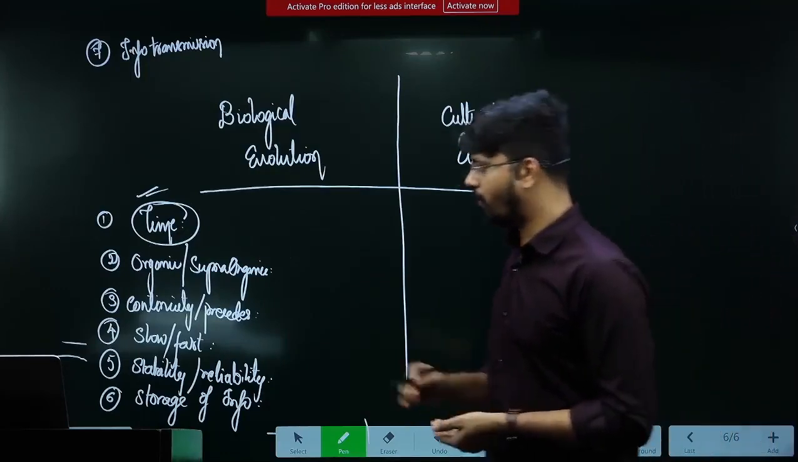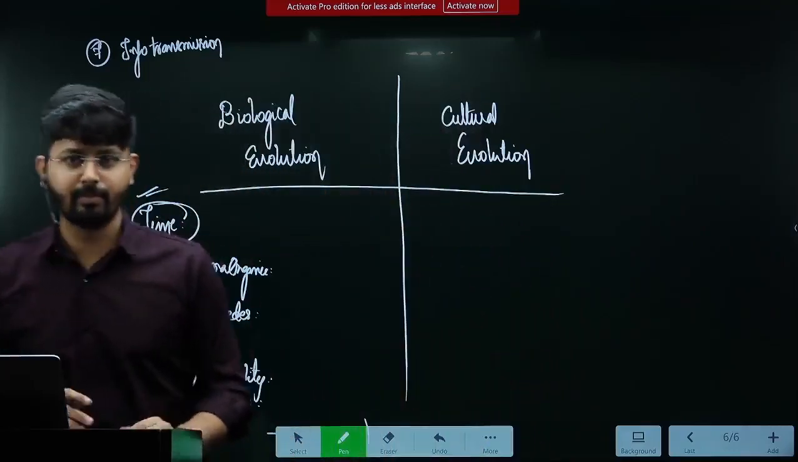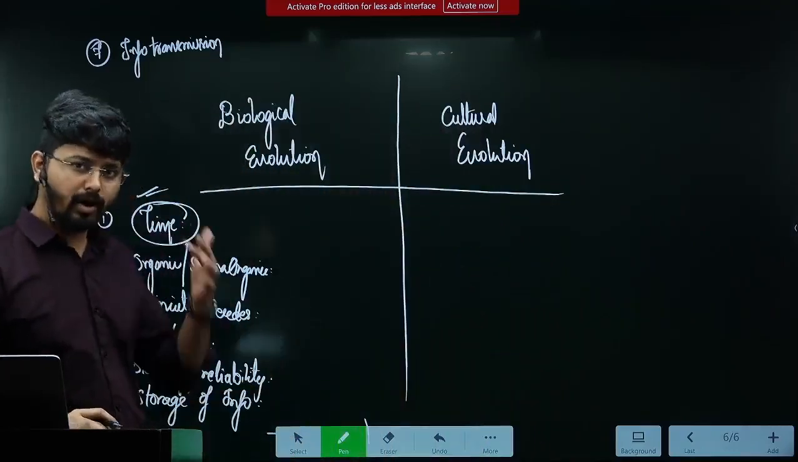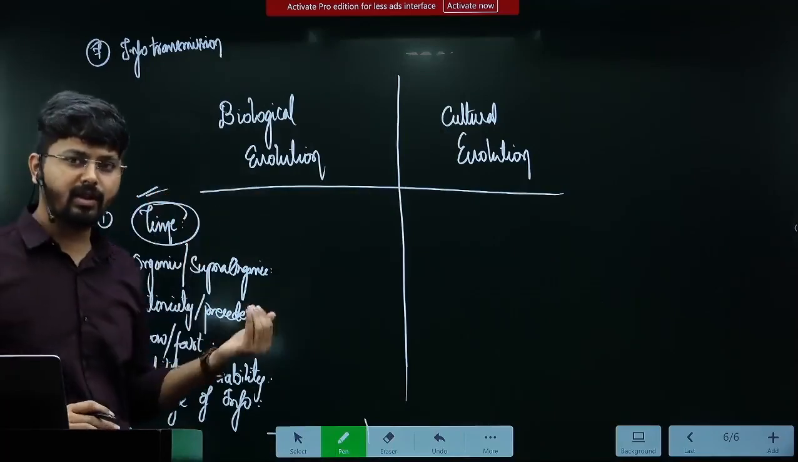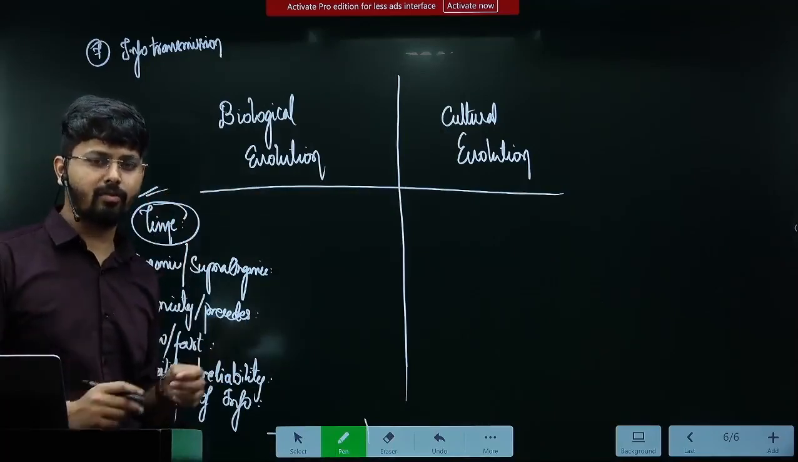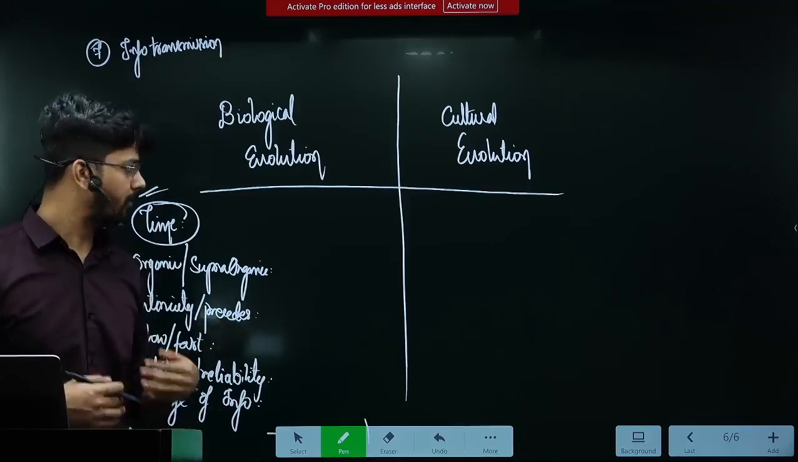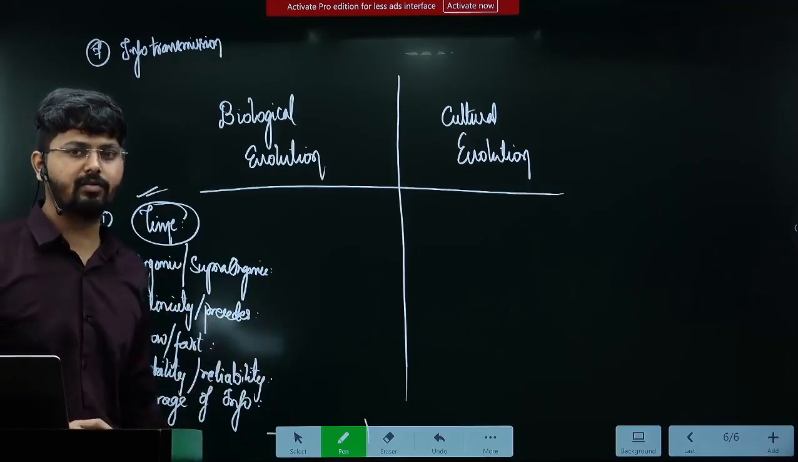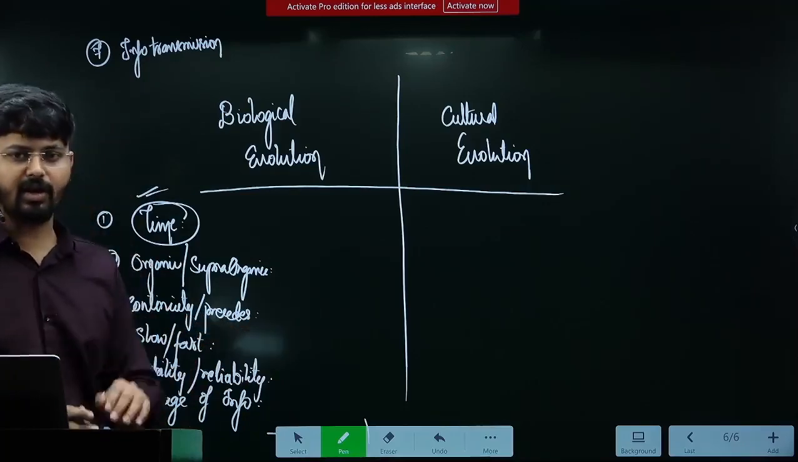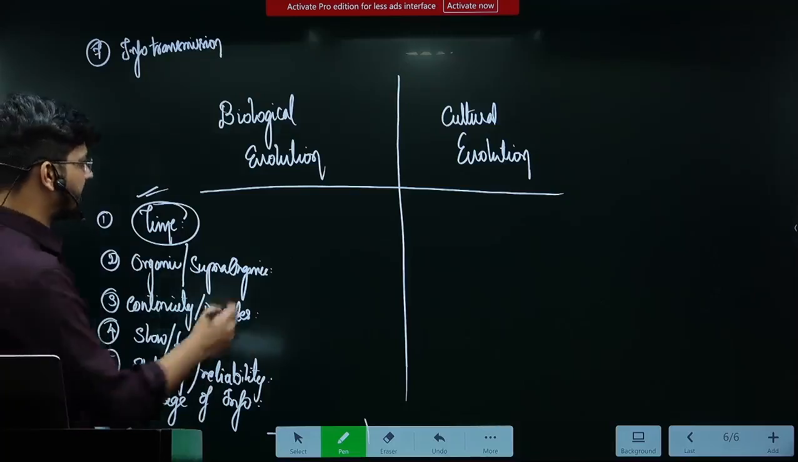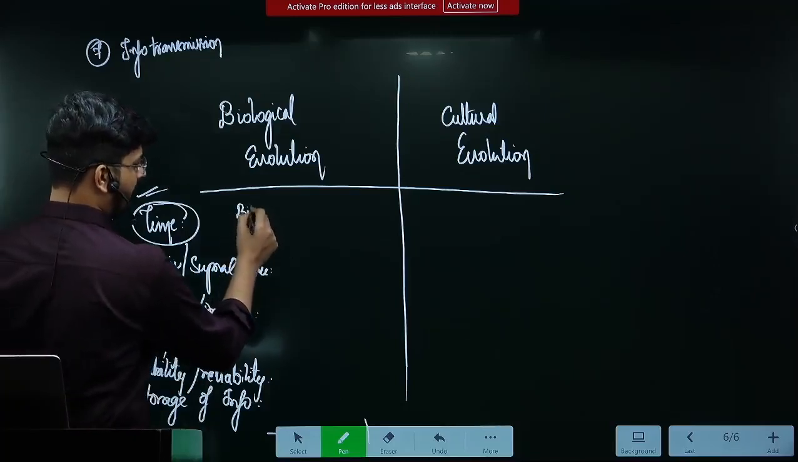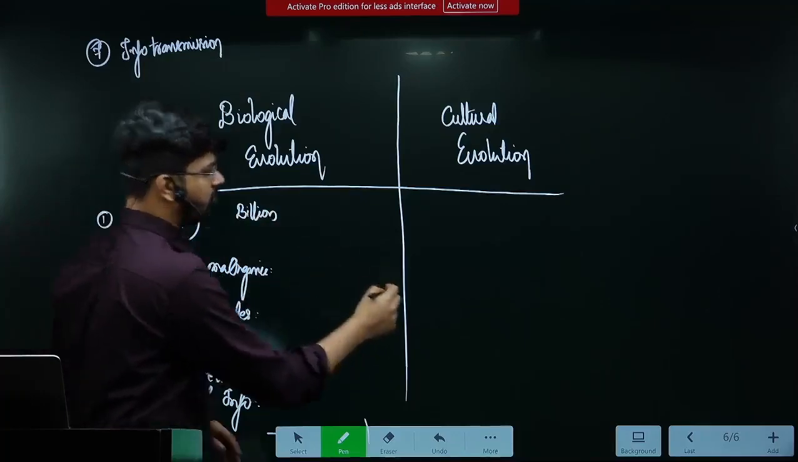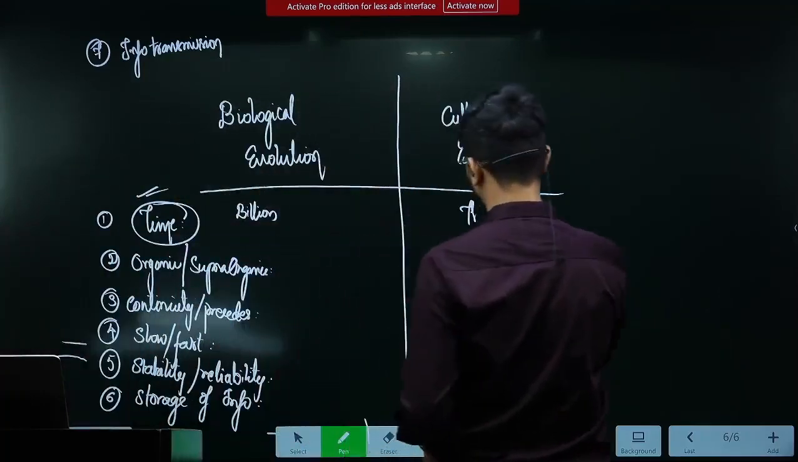Biological evolution has begun since the time the earth has formed. From there the single cellular organisms have formed. From there you see the plants and animals being formed one after the other. From there they are taking different ways, separating as species. So this has begun some billion years ago, and cultural evolution started some thousands of years ago.